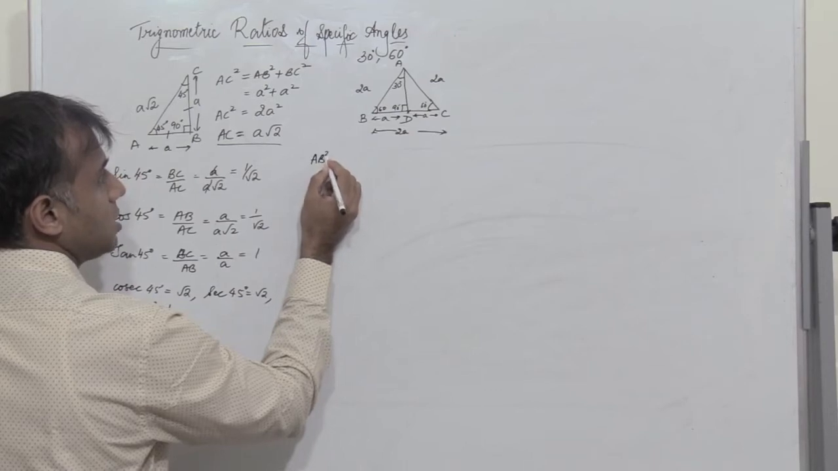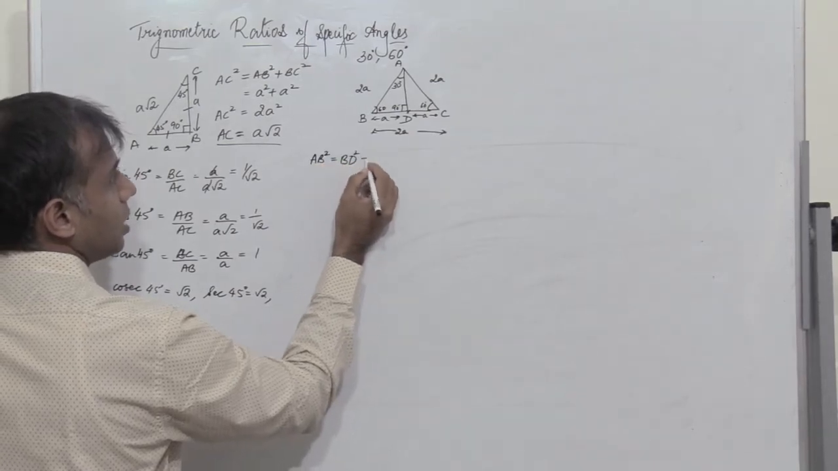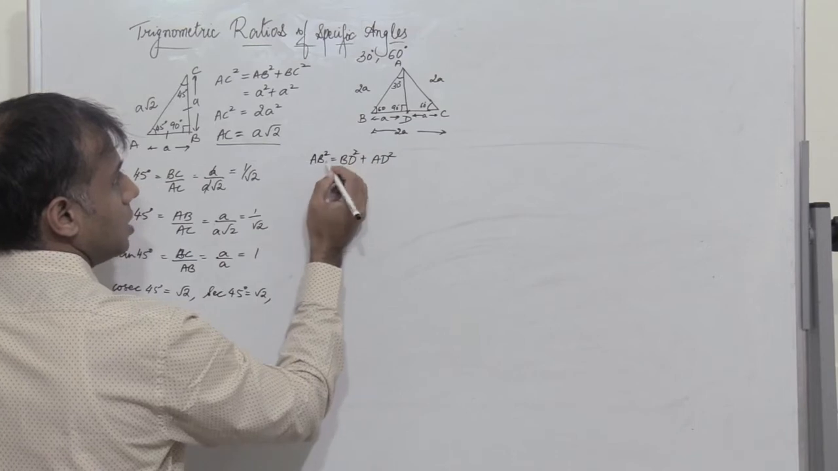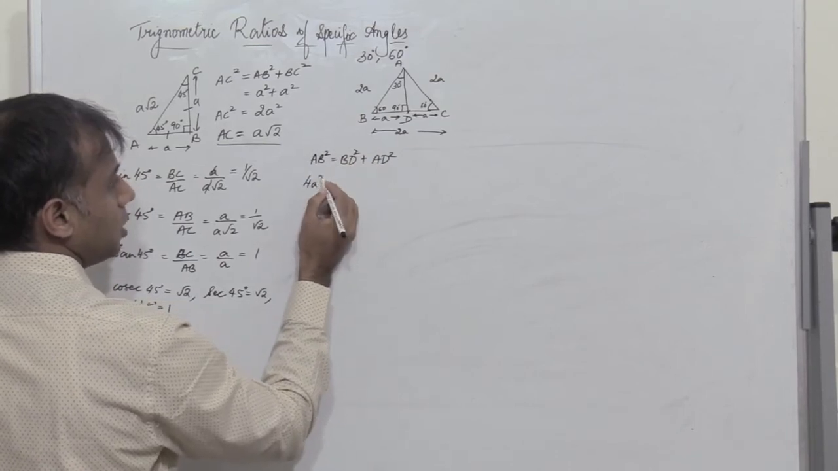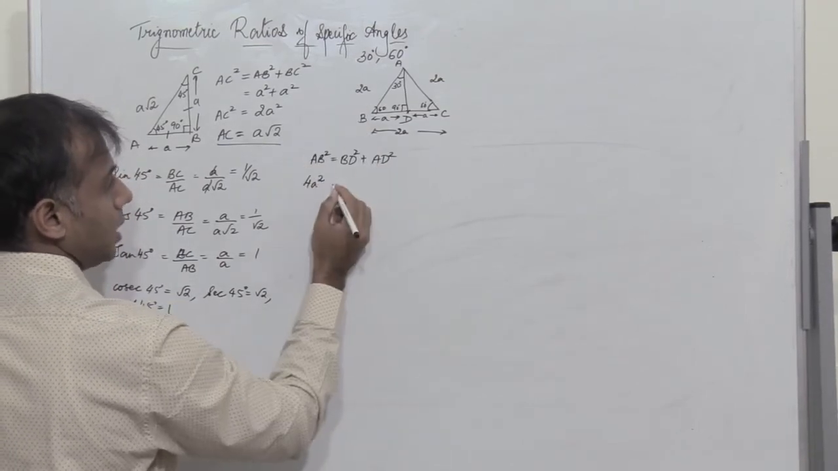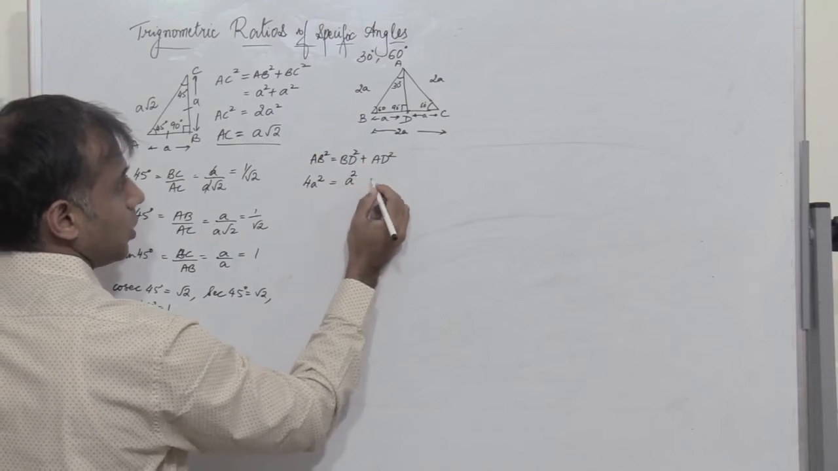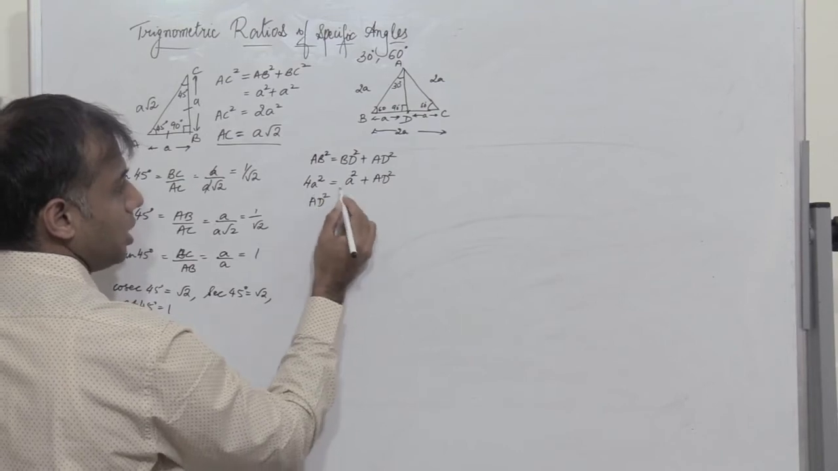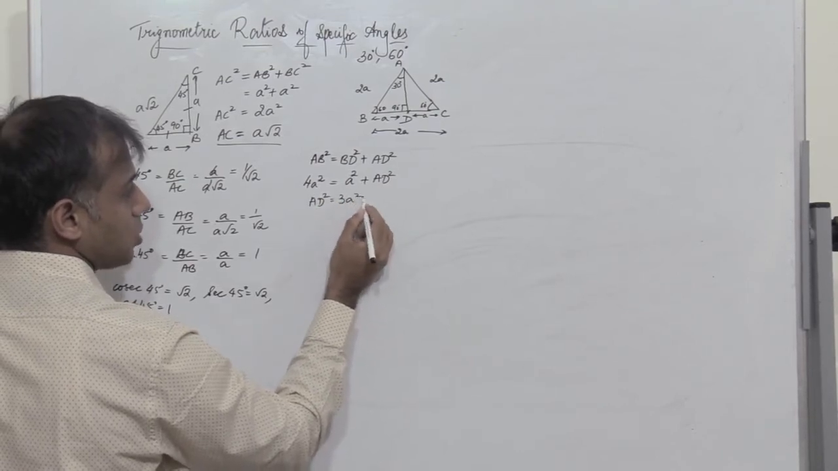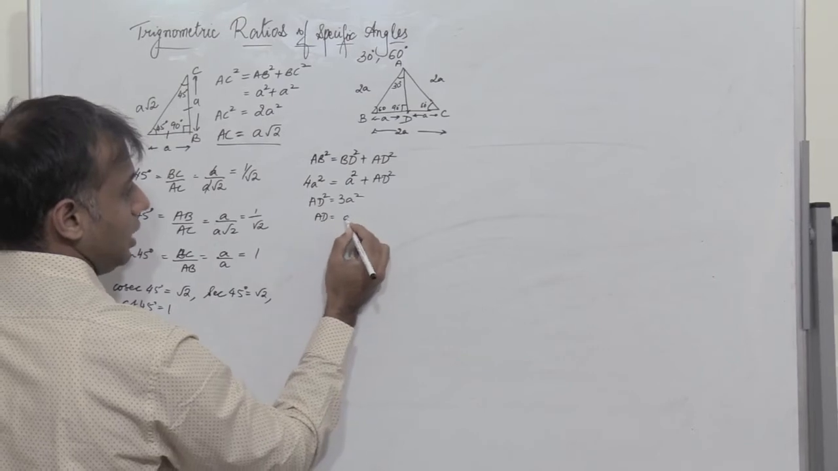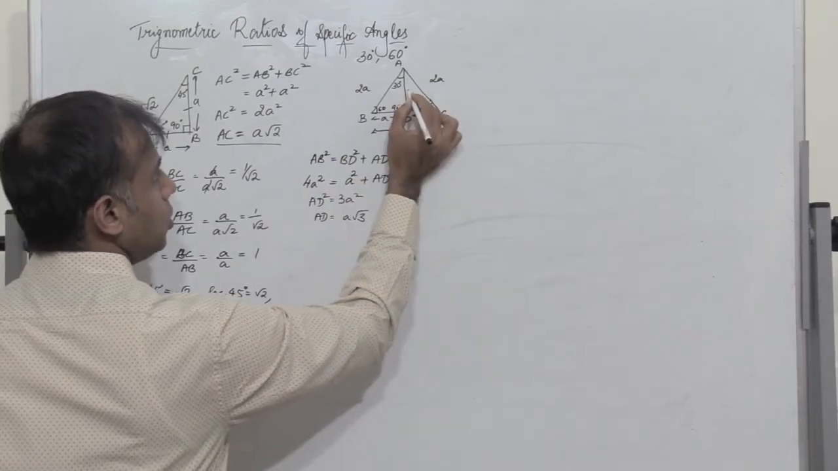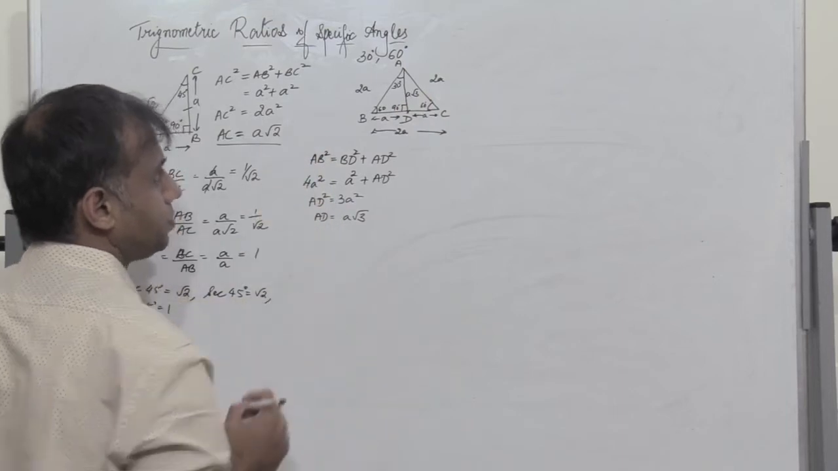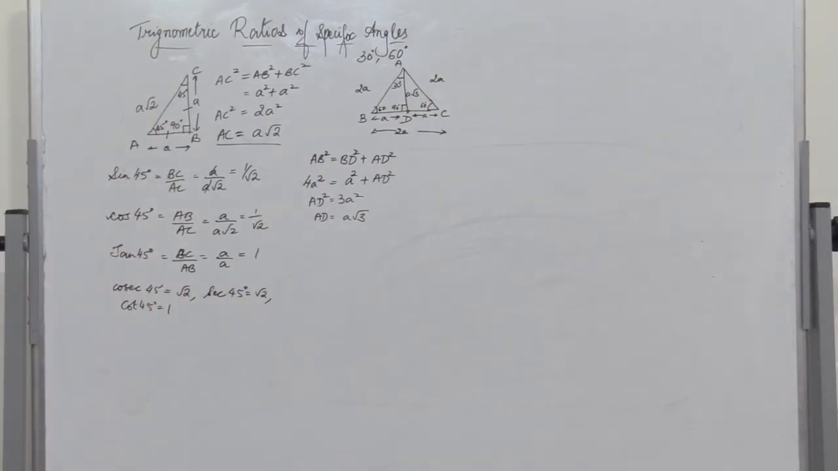We know that AB square equals BD square plus AD square. So this is 2A square, which is 4A square, equals BD square, which is A square, plus AD square. So what is AD square? 4A square minus A square is 3A square. So AD is A root 3. So the value of AD is A root 3. Once we know the value of AD, we can find all the other values, isn't it?